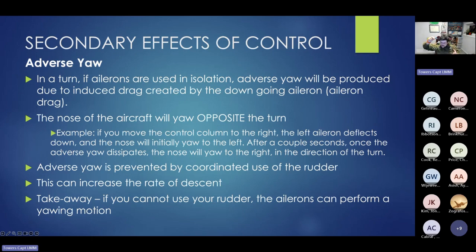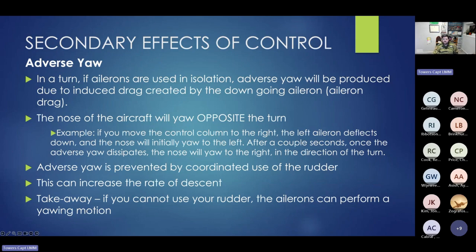So I really wish I had that fancy Scout model, with the moving ailerons. But basically, if we're turning to the left and we're not using our rudder at all, we've got the left aileron pointing up and the right aileron pointing down, I think. Correct me if I'm wrong. This always confuses me. But basically, the downgoing aileron is going to be causing more drag. So the aircraft is going to yaw in the direction opposite the turn.